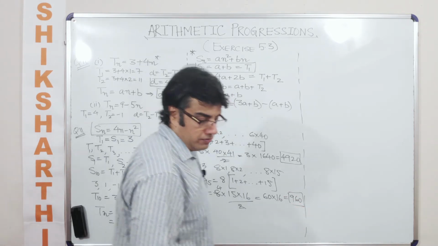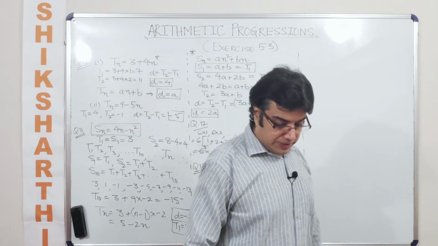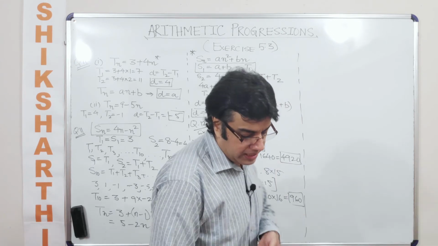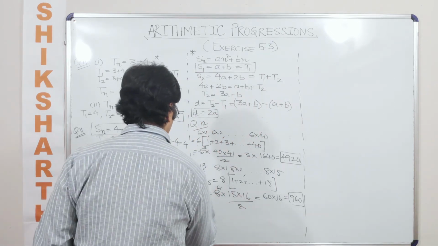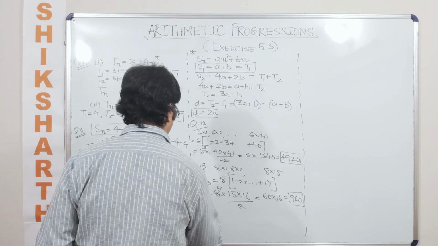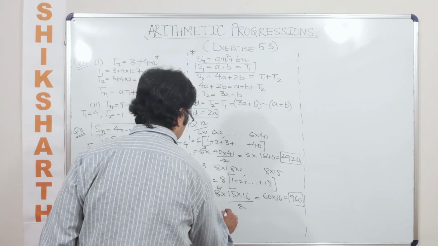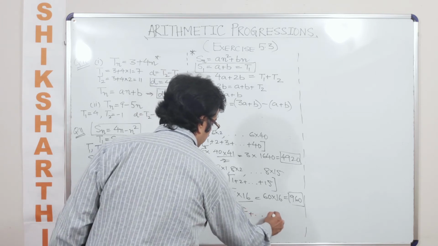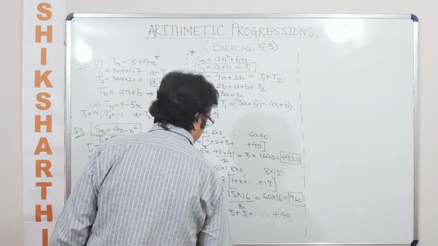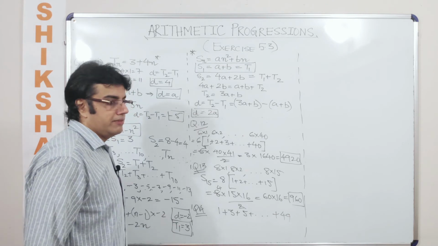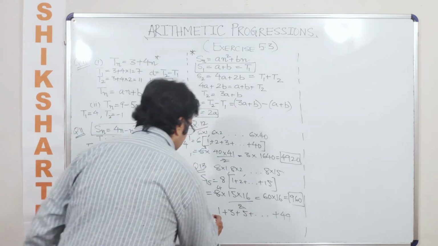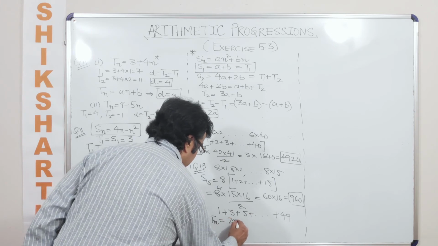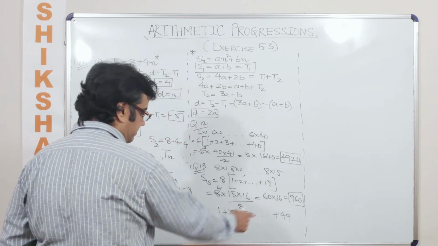Moving on to the next question, which is question number 14. It says find the sum of odd numbers between 0 and 50. So the point that arises here is, how many odd numbers have you taken? You know that the nth term for an odd number, as we have already discussed in our videos, will be 2n minus 1. You can always find out the nth term.